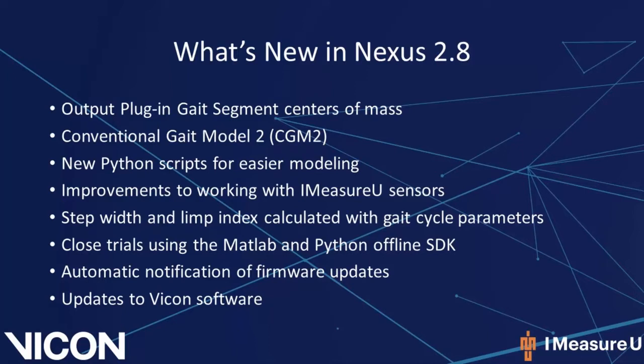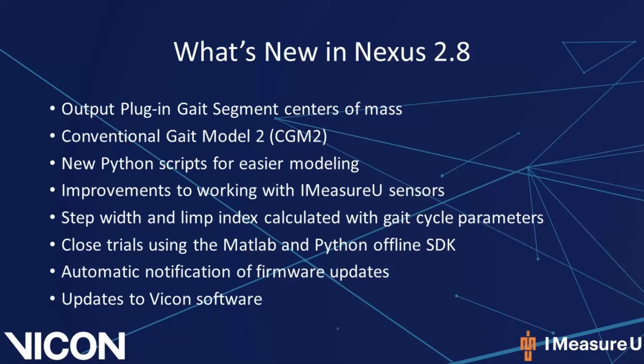Improvements have been made to the iMeasureU interface. The step width and limp index are now calculated as part of the gait cycle parameters. You can now close trials using the Matlab and Python offline SDK. Nexus 2.8 will automatically notify you when a firmware update is available.